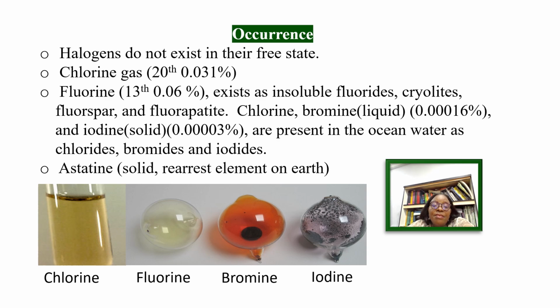Dried beds of the ocean. Bromine is a liquid containing 0.00016%, and iodine is a solid containing 0.00003%. They are present in the ocean water as chlorides, bromides, and iodides. Astatine is found in solid state and is the rarest naturally occurring element on Earth.